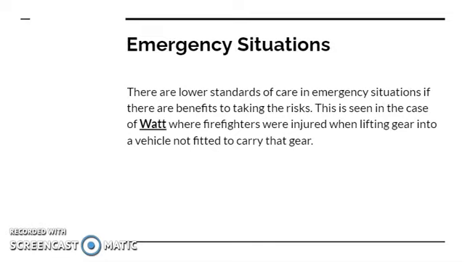There are also lower standards of care in emergency situations, if there are benefits to taking the risks. This is seen in the case of Watt, where firefighters were injured when lifting gear into a vehicle not fitted to carry that specific gear.